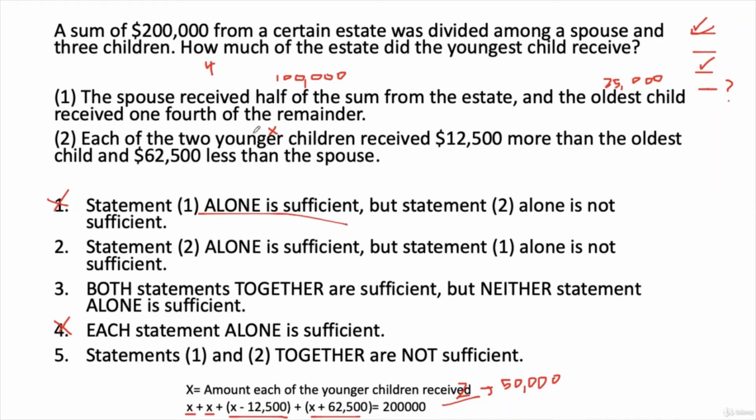How do we get to this equation? Each of the younger two children received 12,500 more than the oldest child. That means if the younger child had x, the oldest child had x minus 12,500. Similarly, the younger child got 62,500 less than the spouse. That means the spouse would have got x plus 62,500. Through this equation, we can easily find out the value of x, and hence we can find out the amount that the youngest child received. Statement 2 alone is able to solve the problem, and hence the correct answer is option number 2.